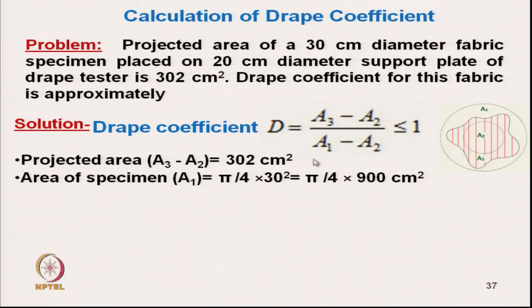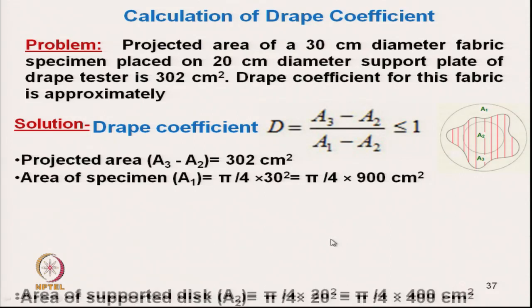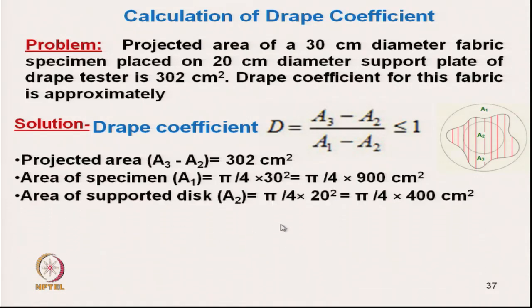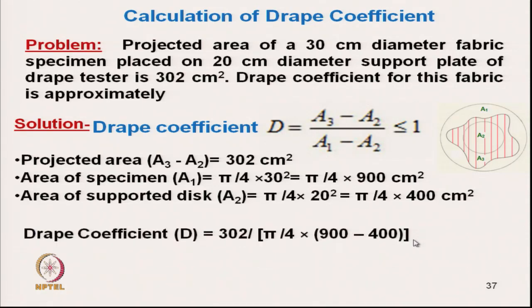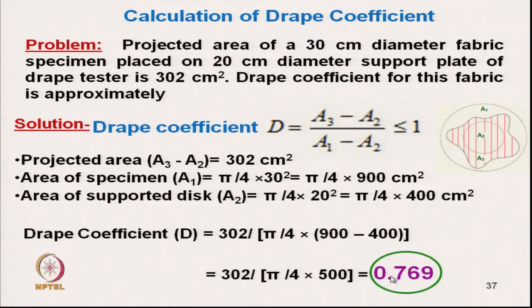Specimen area is calculated as pi by 4 times 30 square, that is pi by 4 times 900 square centimeter, and the area of the support disc is calculated as pi by 4 times 400 square centimeter. From there we can calculate the drape coefficient: 302 divided by the difference in these two areas. So, the drape coefficient is coming out to be 0.769, that is 76.9%.